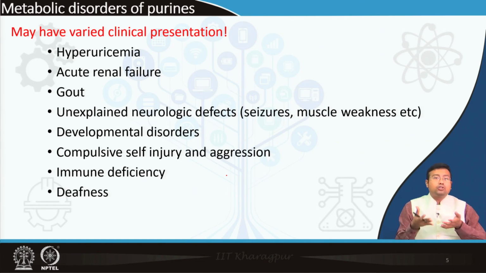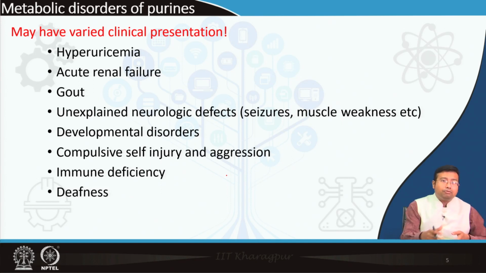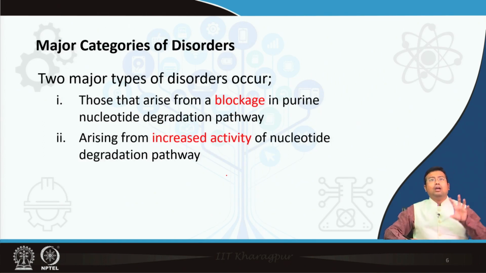So, we should know that both purine synthesis and purine degradation may have some problems, due to which there may be many diseases, which we will be discussing very soon, that have these features which are also overlapping among many symptoms. Now, what is the basic mechanism?